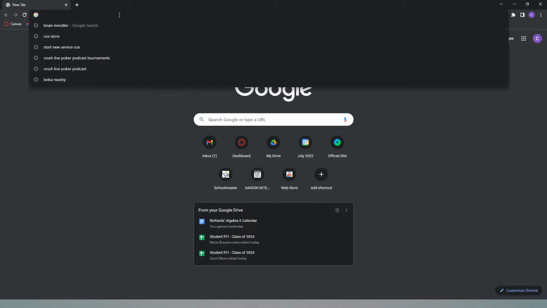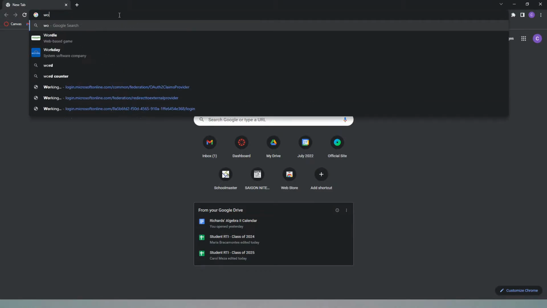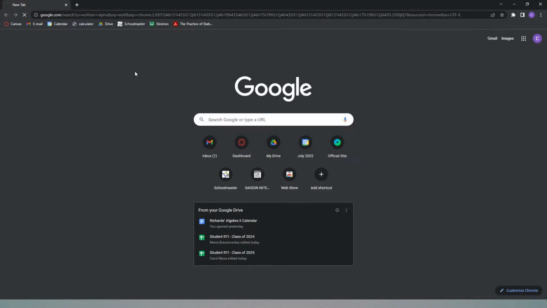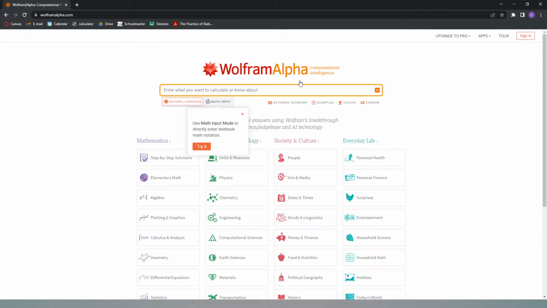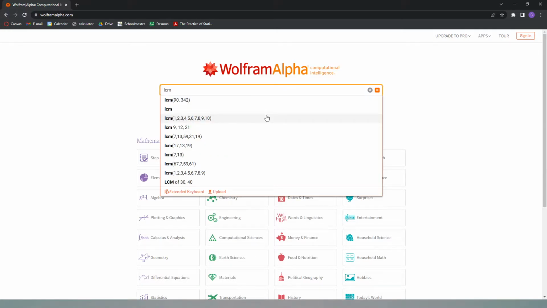We got to open up, and we're going to a place called Wolfram Alpha. Wolfram Alpha is what we're looking up. This is the website that we want. So we're looking at Wolfram Alpha here. And for Wolfram Alpha, you just want to type in literally the same thing, LCM. The deal is Wolfram Alpha will take as many inputs as you want, unlike your calculator.